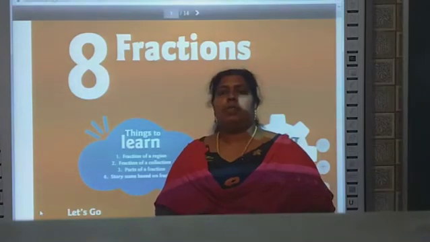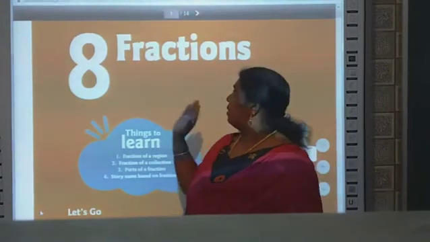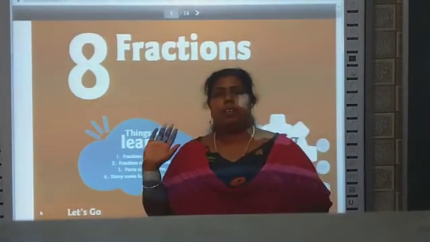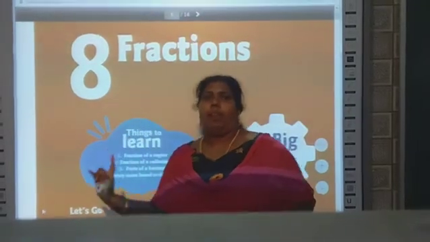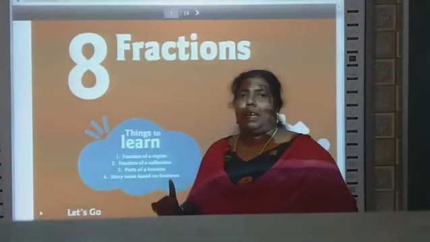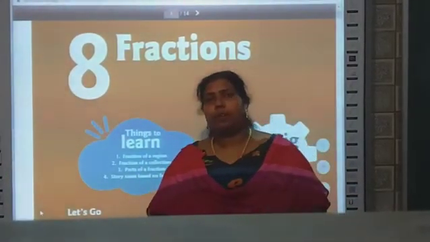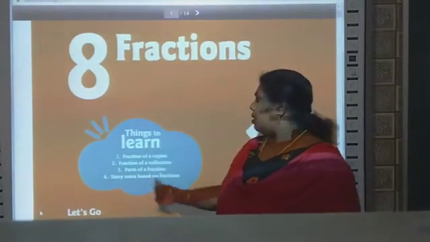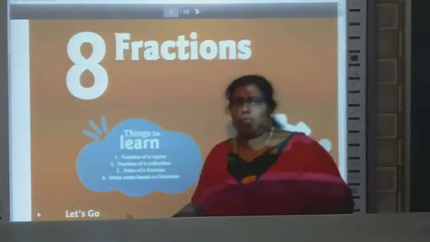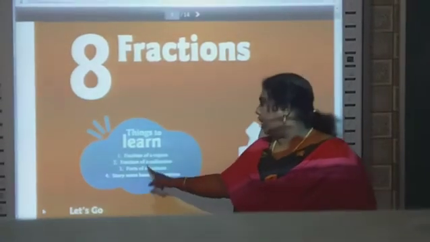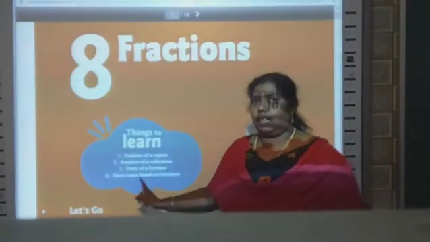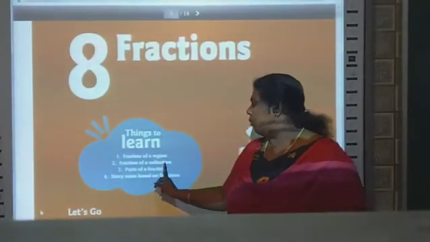Today we are going to learn a new chapter, chapter 8, fraction. In this chapter, do you know what are the things we are going to learn? Yes, these are the things we are going to discuss in this chapter. The first one is fraction of a region.